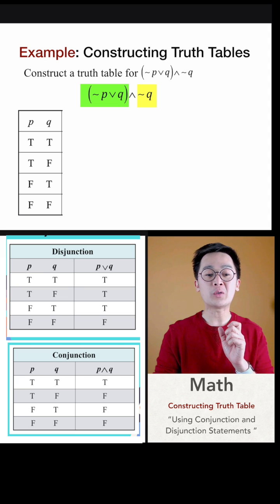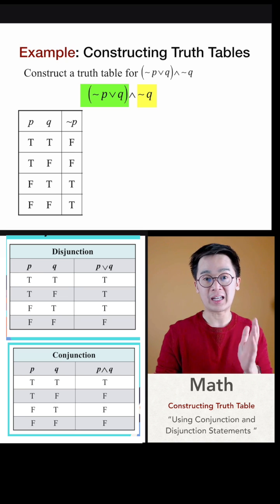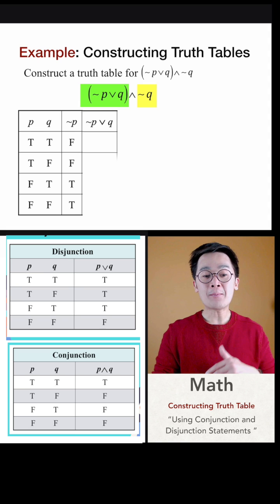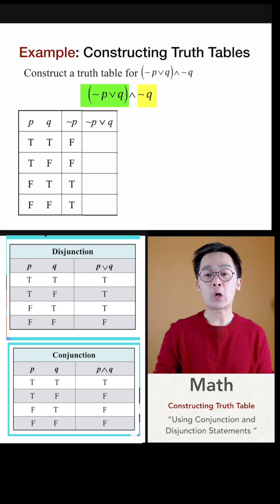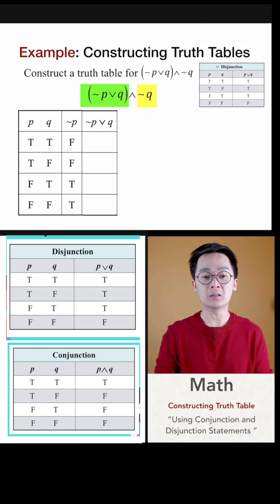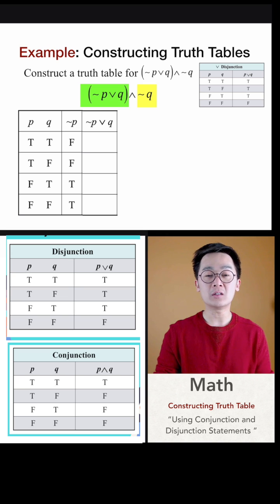So if we're going to negate P, that means the value of our not P would be FFTT, which is the negated value of column P. And if we're going to simplify not P or Q, we're going to be using the disjunction table. And according to this table, the only time that it will be false is when you have two statements that are false. So if we're going to look at our column for Q and not P, the only time that it will be false will be at the second row.